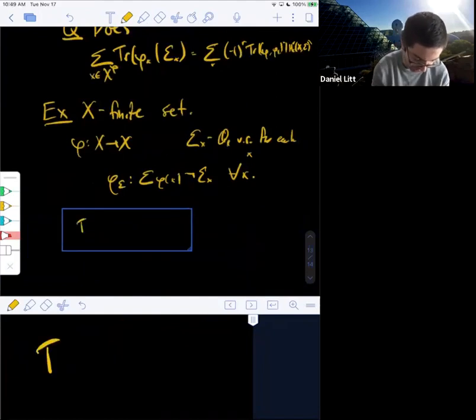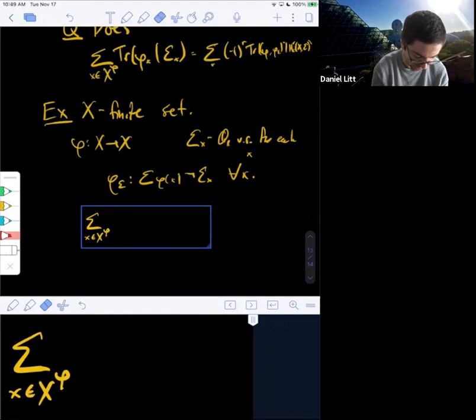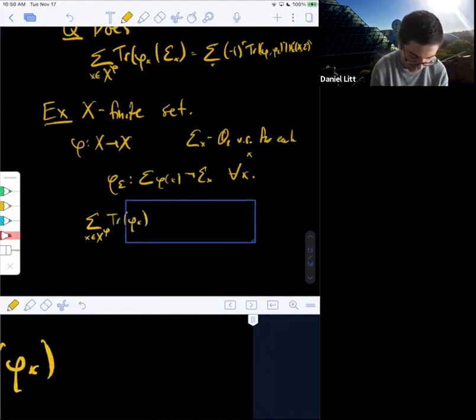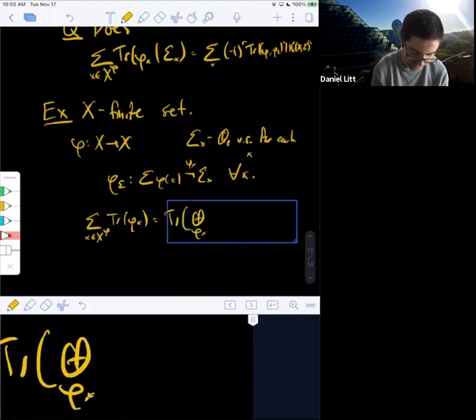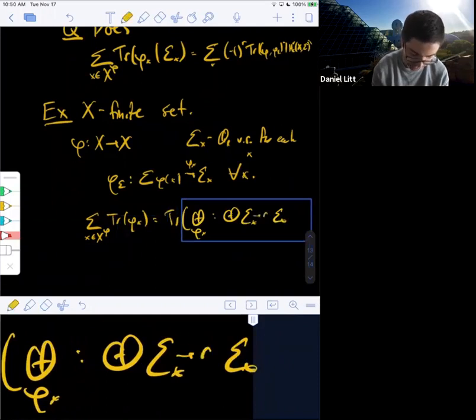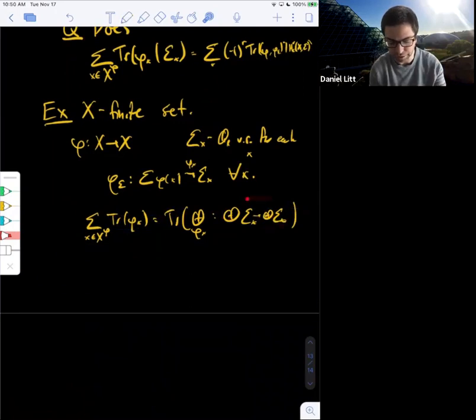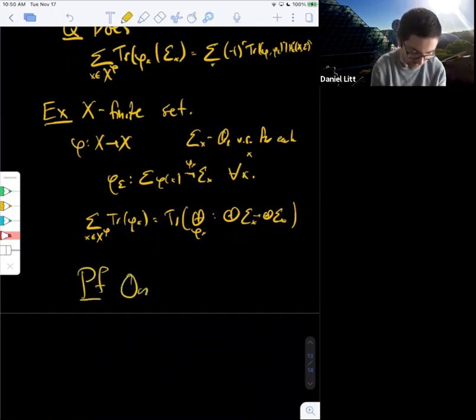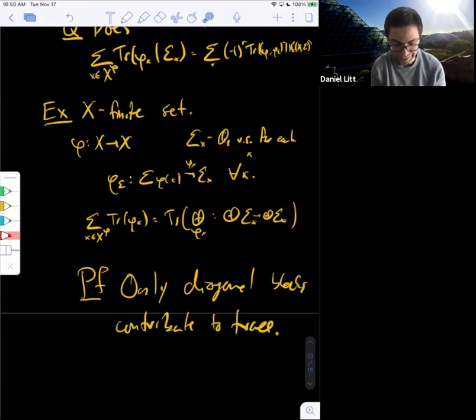And then what are we saying? We're saying that the sum over x in the fixed points of the trace of phi_x is equal to the trace of the direct sum of all the phi_x's as a map from the direct sum of all the E_x's to itself. This direct sum is just the global sections. Okay, and this is kind of clear. Basically, only the diagonal blocks contribute to the trace. So this is a block matrix, if you'd like, and only the diagonal blocks contribute to the trace. You should check this yourself. This is the special case of a finite set that we're trying to generalize.